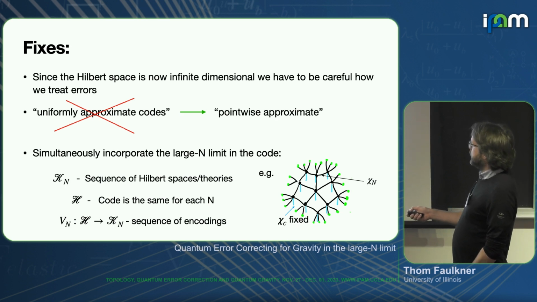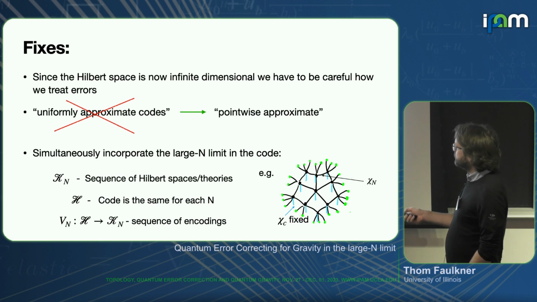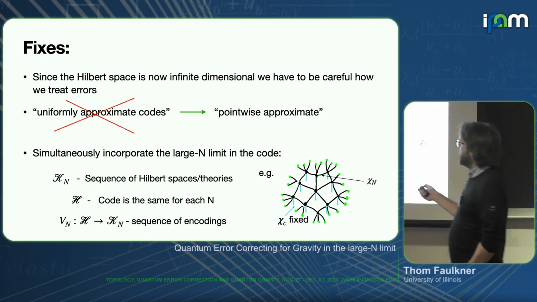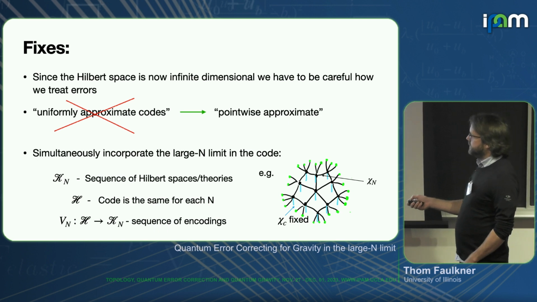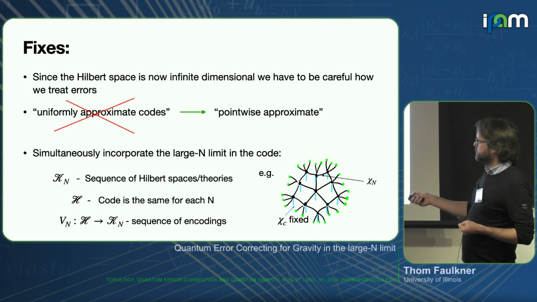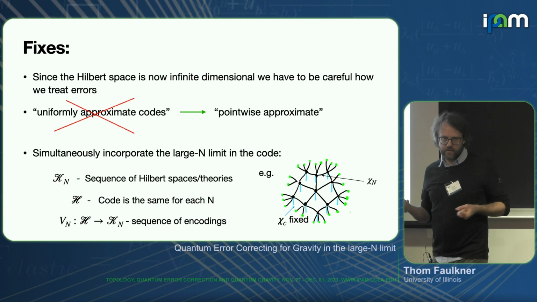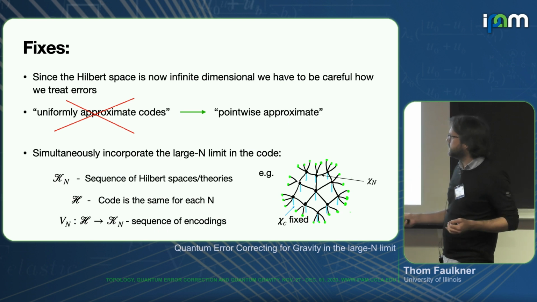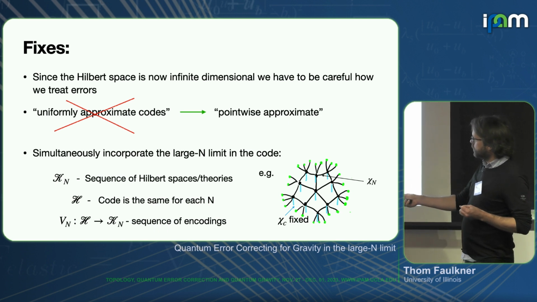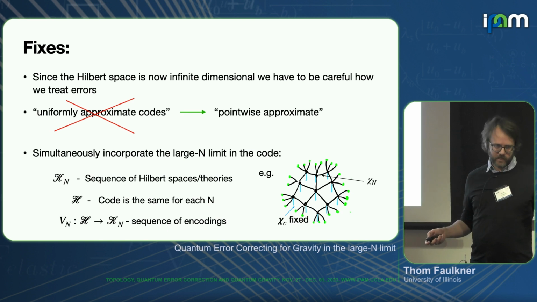So to do that, what I'm going to imagine is I have this n parameter labeling some sequence of Hilbert spaces. So I have a sequence of physical theories, and I'm going to use H, that my code subspace is going to be the same for each n.